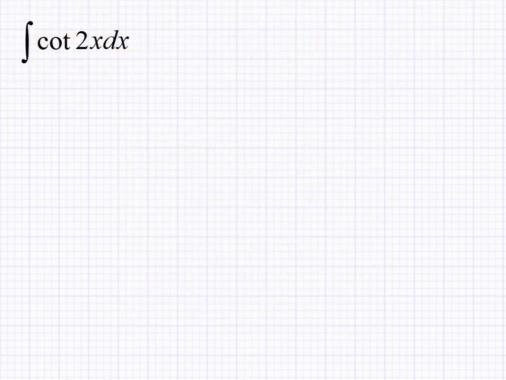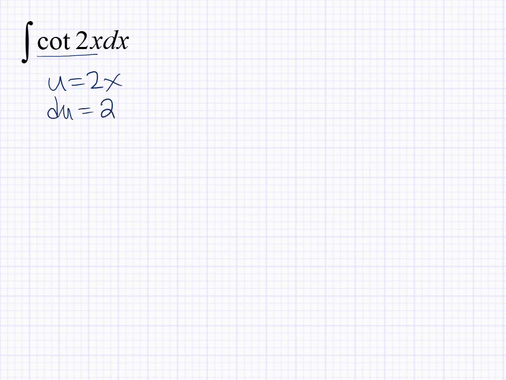All right, so let's look at this one. This is not cotangent x, it's cotangent 2x. So what are we going to do? We're actually going to use substitution here. I'm going to say u equals 2x. du is the derivative, which would just be 2 dx. Now we don't have an extra 2, but again, that should be fine. We'll swap it to the other side.